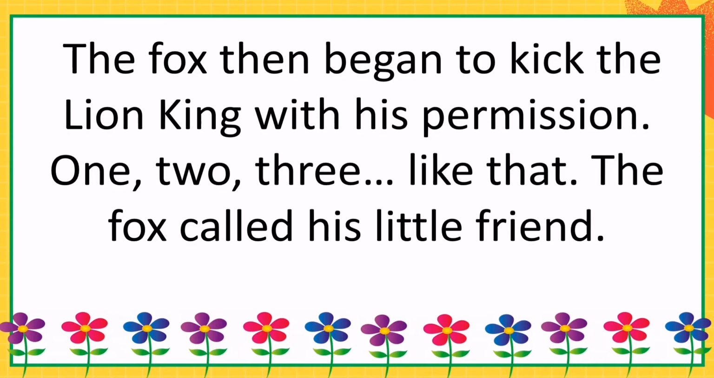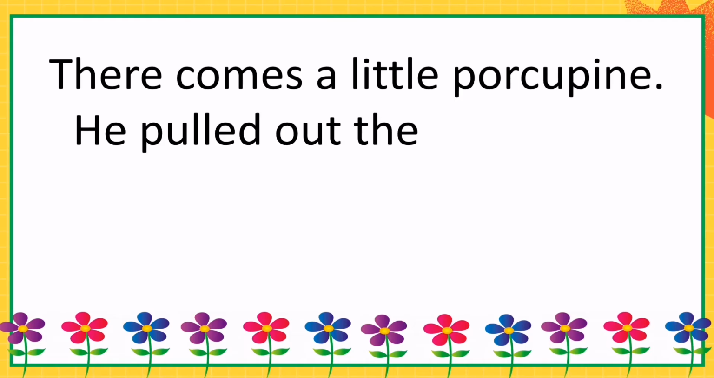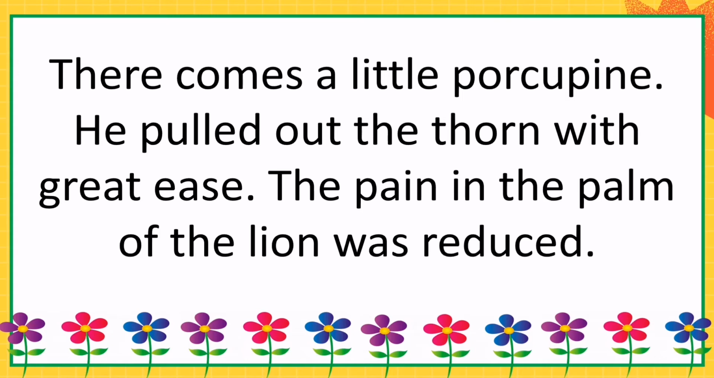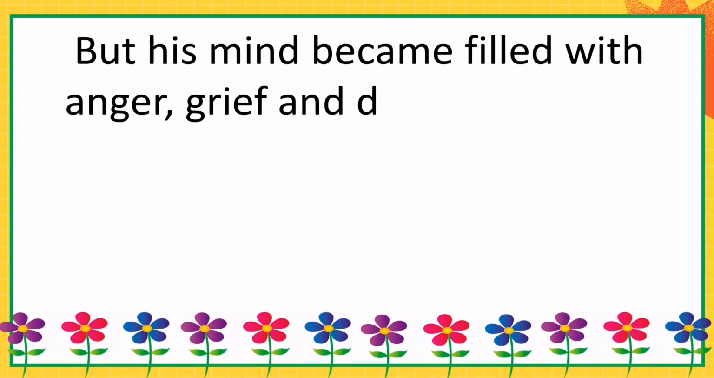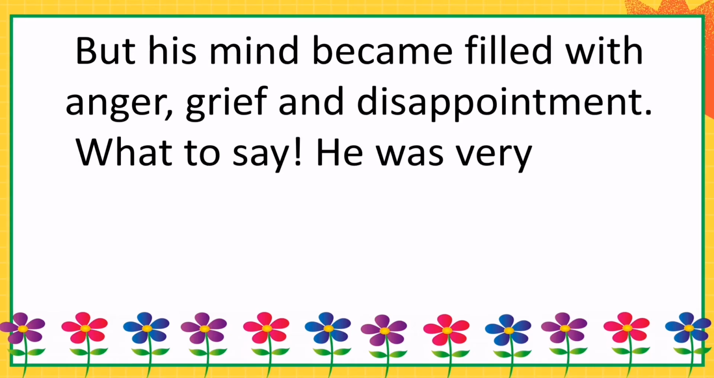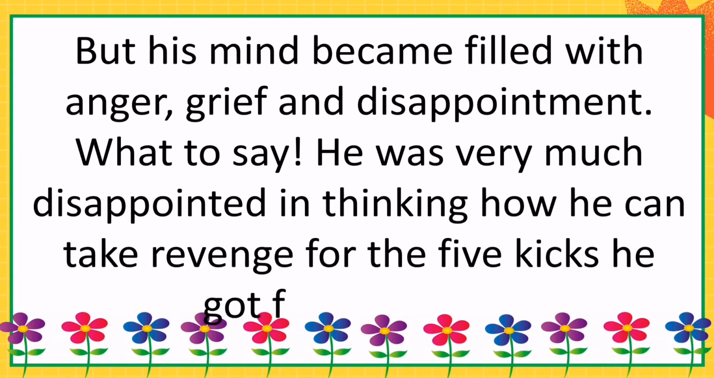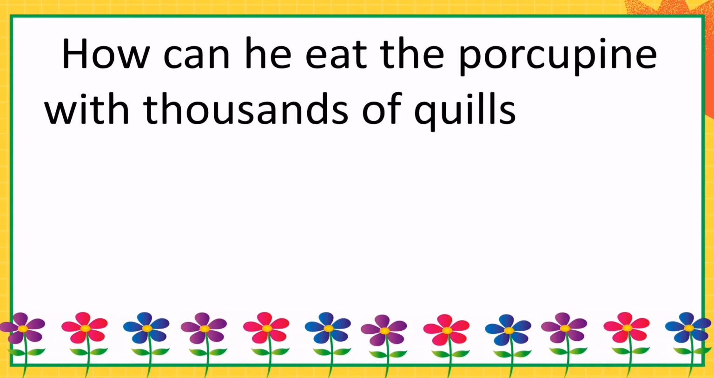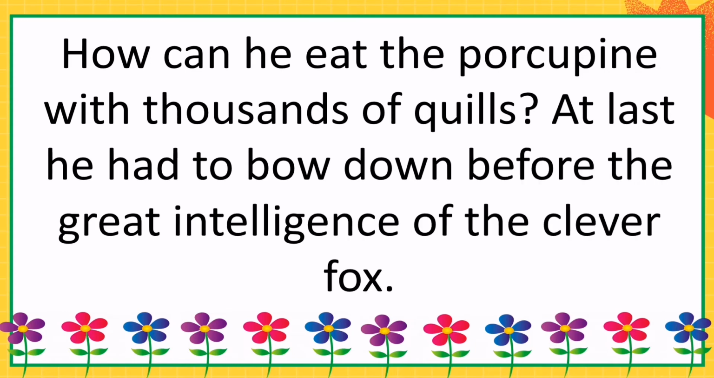The fox called his little friend. There comes a little porcupine. He pulled out the thorn with great ease. The pain in the palm of the lion was reduced. But his mind became filled with anger, grief, and disappointment. He was very much disappointed, thinking how he could take revenge for the 5 kicks he got from the fox. How can he eat the porcupine with thousands of quills? At last, he had to bow down before the great intelligence of the clever fox.